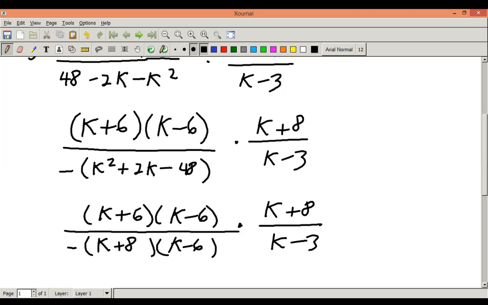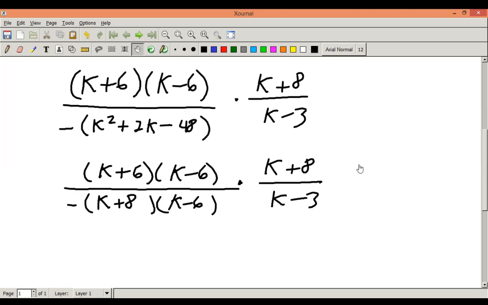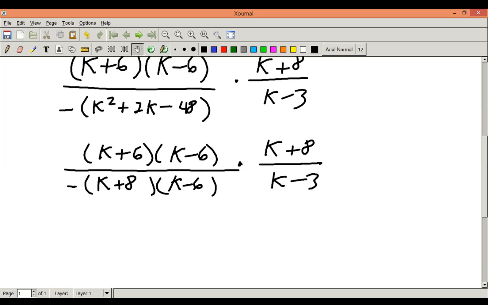Okay, now we're ready to multiply, so look for stuff that cancels, and you can cancel any factor of the bottom of either fraction with any factor of the top of either fraction. The 2 factors that you cancel do not have to be in the same fraction. Okay, so I see a k plus 8 top and bottom. I'm going to cancel those. I see a k minus 6 top and bottom, so I'm going to cancel those.